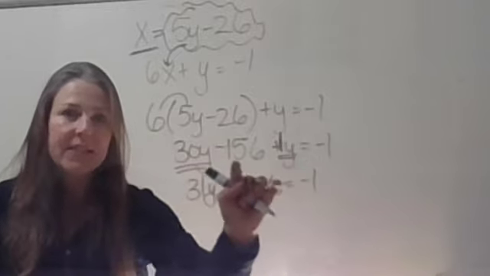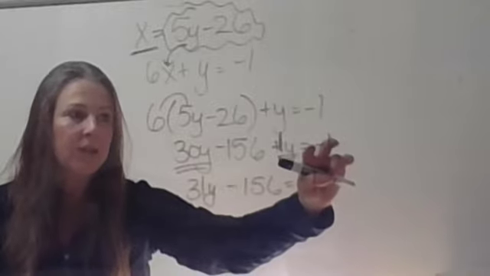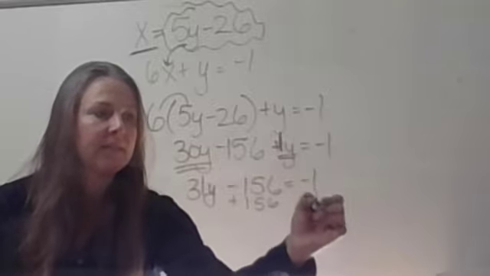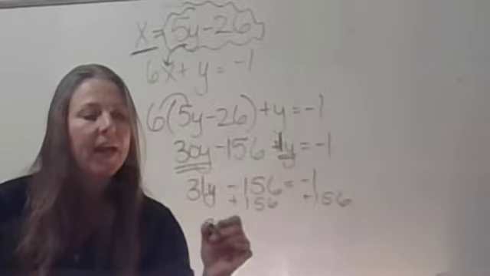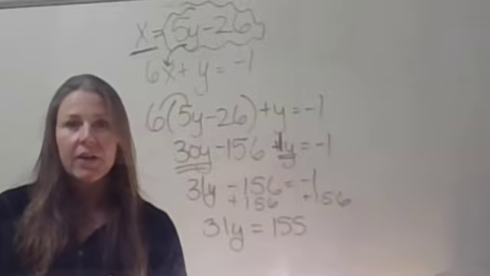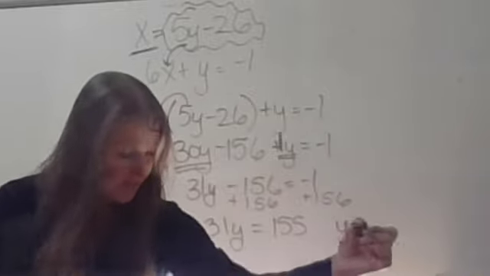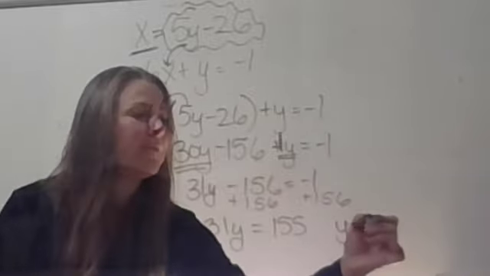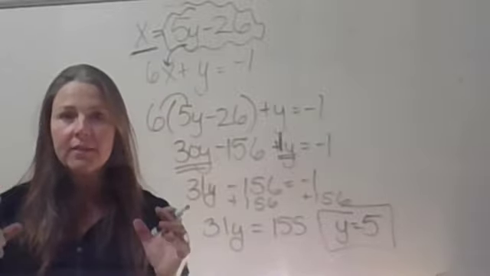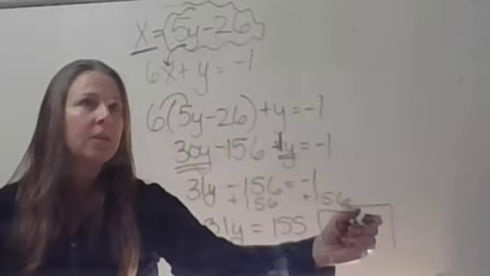So 156, we need to do the opposite to move it to the opposite side of the equal sign. So we're going to be adding 156. So now we have 31y equaling 155. So when you divide by 31, I also did this earlier, you get 5. All right, we want an ordered pair point for where these two linear equations cross. So we're going to plug 5 in.